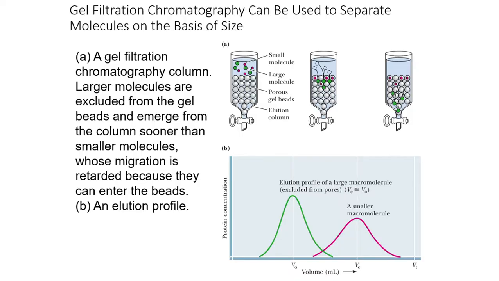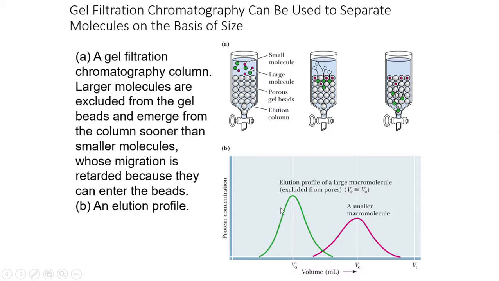Gel filtration chromatography. This separates molecules based on size. So depending on the resin that's used here, these are all some kind of gel beads or resins. They have pores in them. So based on the size of the pores and the size of the molecules, you're either going to get a fast run through or a slow run through. So the bigger molecules aren't going to be able to get into those pores, so they're going to come out first, as you can see here.